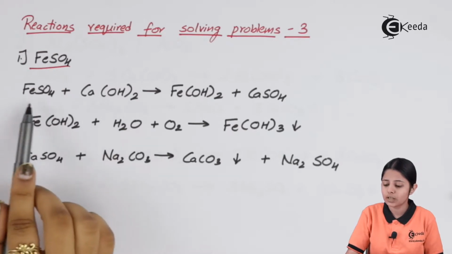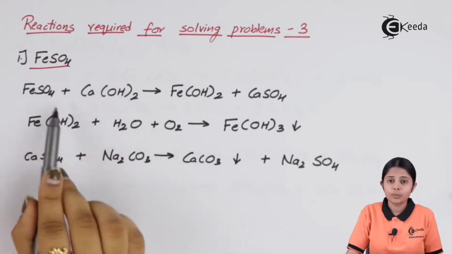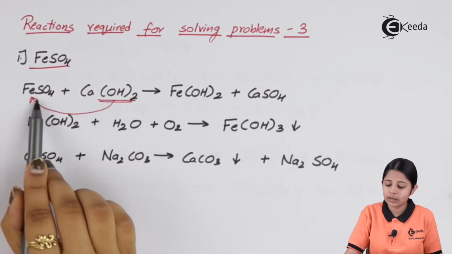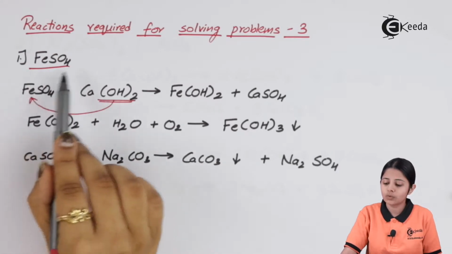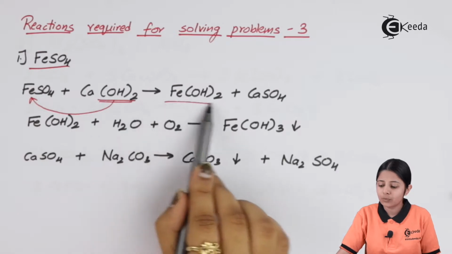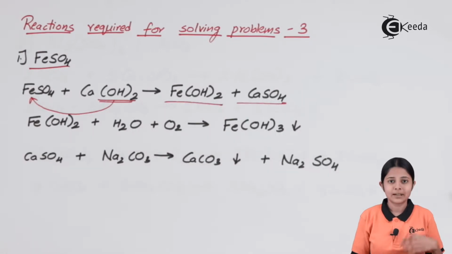So over here FeSO4, we remove it by reacting it with Ca(OH)2. Now from this Ca(OH)2, this (OH)2 goes and reacts with Fe, forming Fe(OH)2, and this SO4 over here will go over here and form CaSO4. Now both Fe(OH)2 and CaSO4 are not precipitates. That means after doing the first step of the reaction, I got two products and both of these products were not precipitates. I will have to make precipitates out of them.